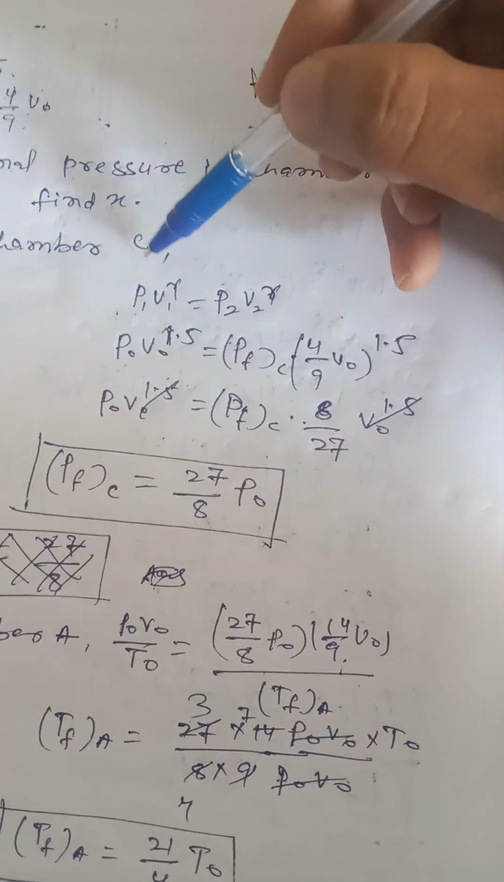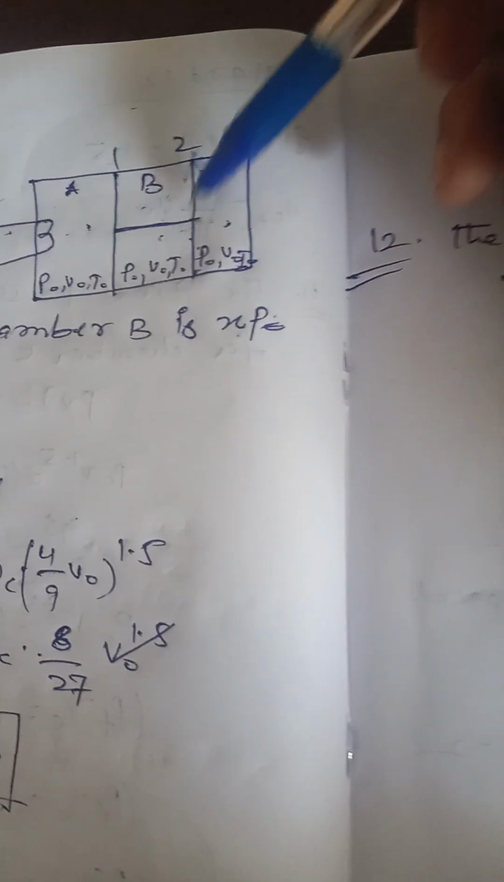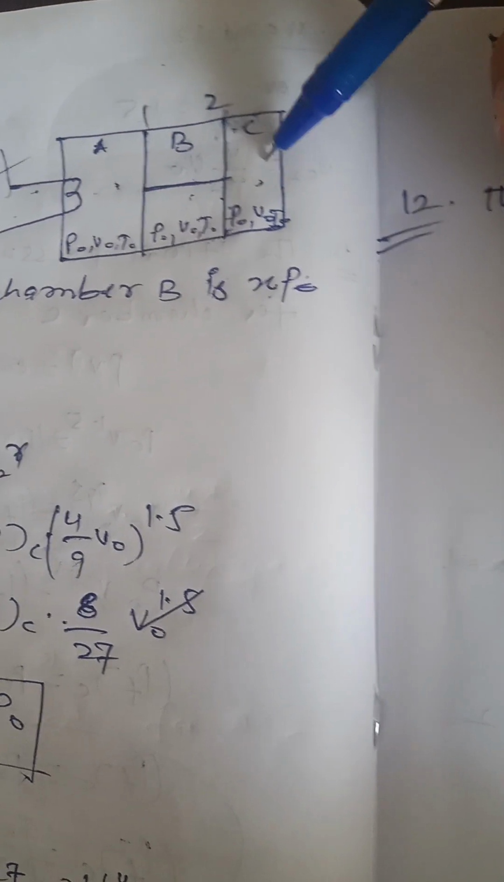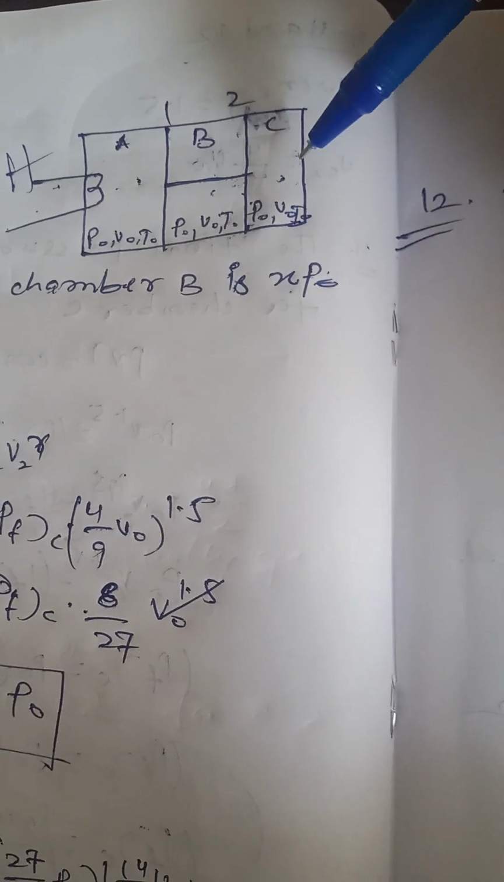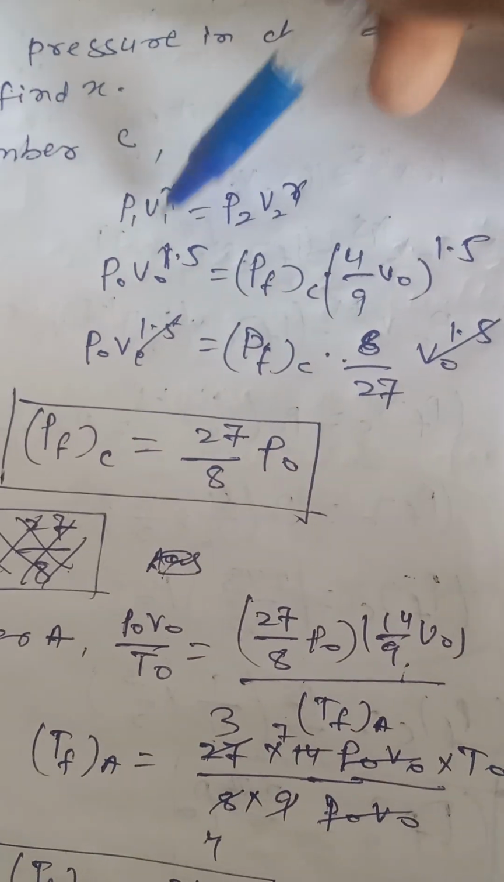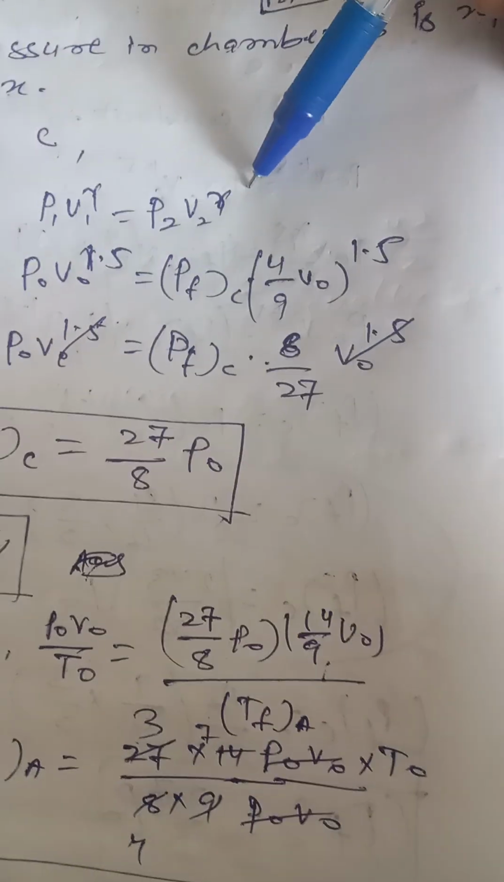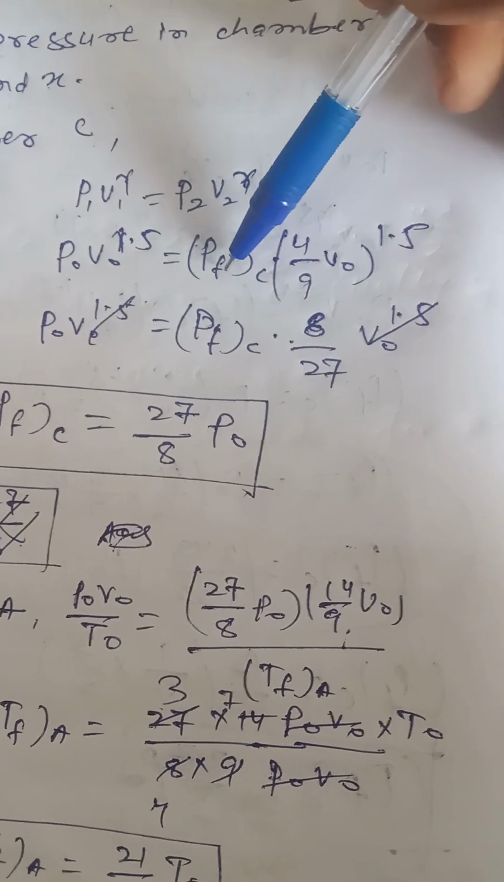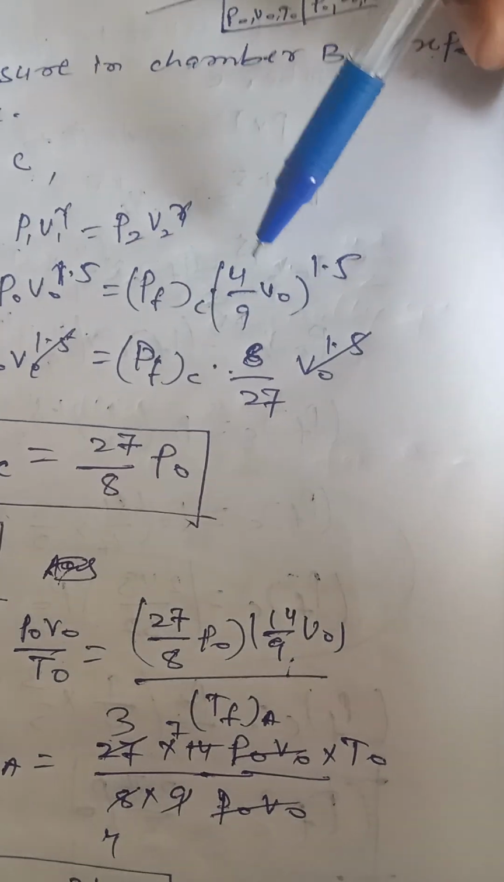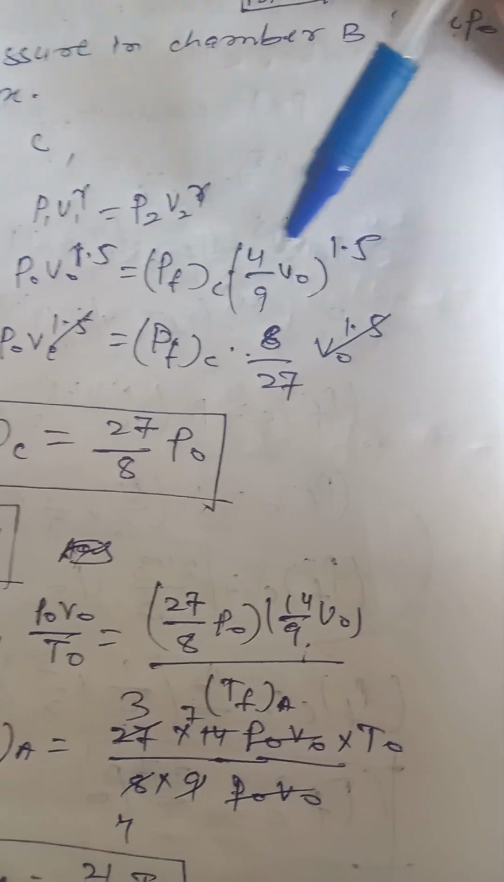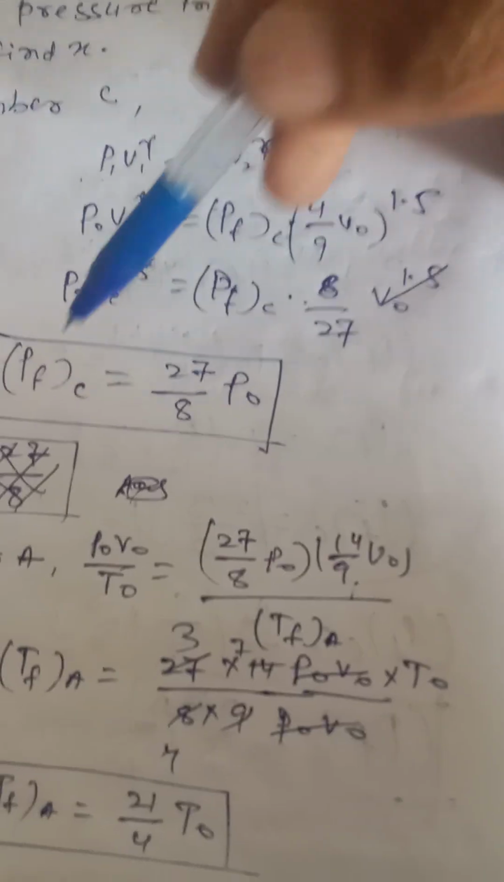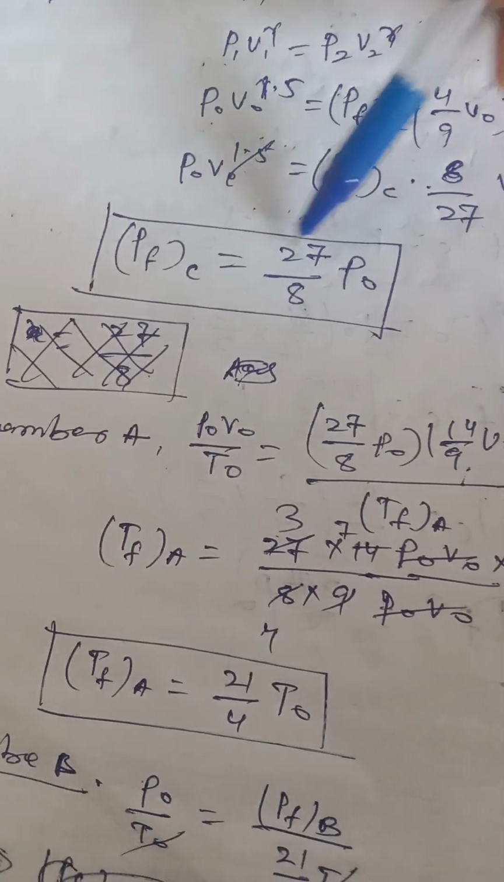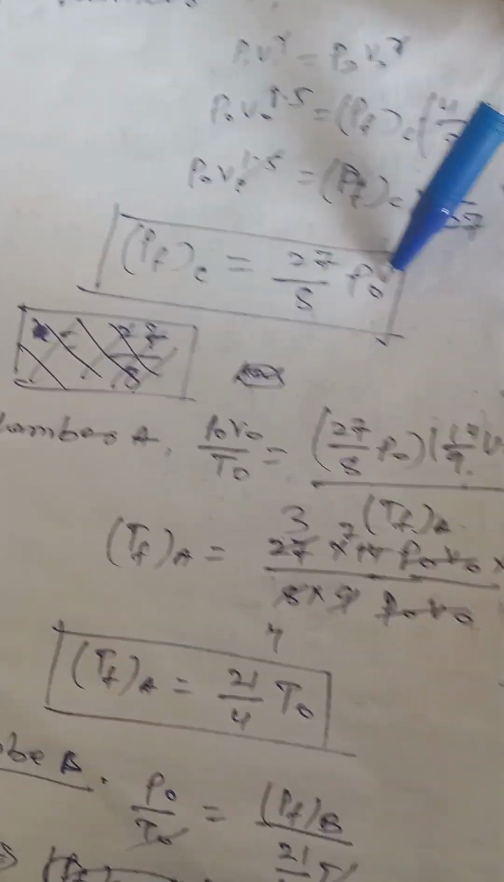So for chamber C, what can we write? This is insulated, so this is an adiabatic process. P1 V1 to the power gamma equals P2 V2 to the power gamma, that is P naught V naught to the power 1.5 equals P final of chamber C times volume 4 by 9 V naught to the power 1.5. From here we can calculate P final of chamber C is 27 by 8 P naught.